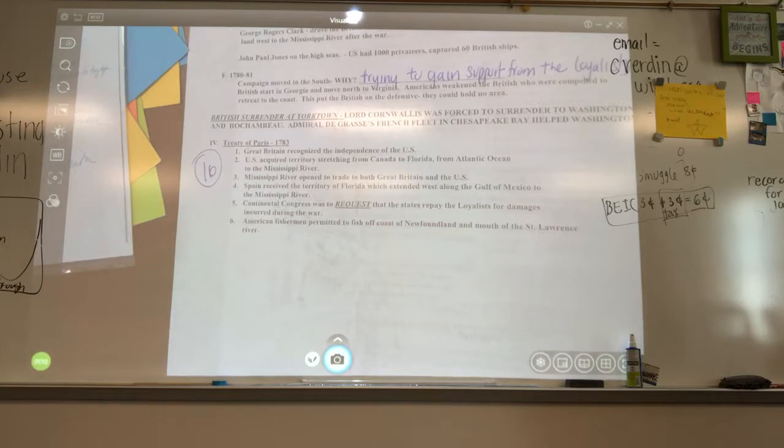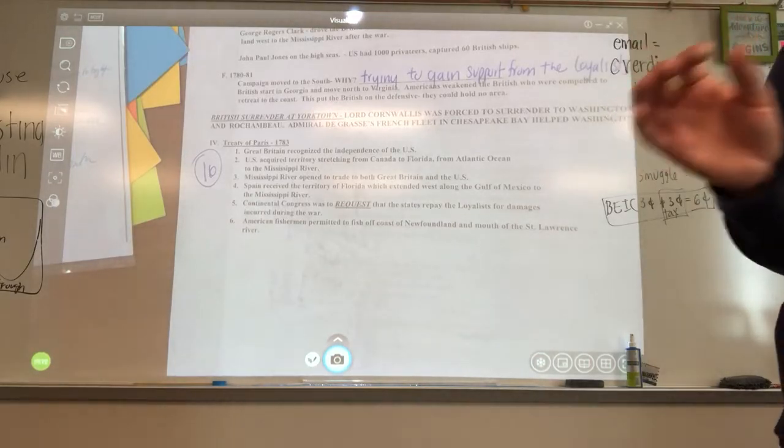Continental Congress is requested to repay the loyalists and the merchants for their damages. Do you think that's gonna happen? No. And lastly, the Americans and now the British Canadians, right, that are French, get to share the fisheries off the St. Lawrence River. We're done with the revolution.